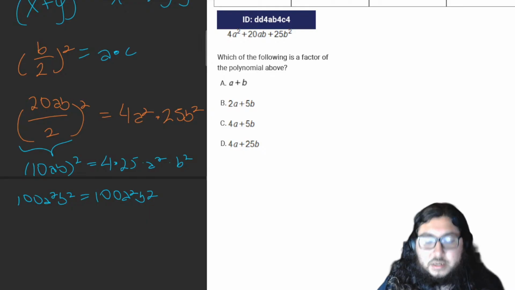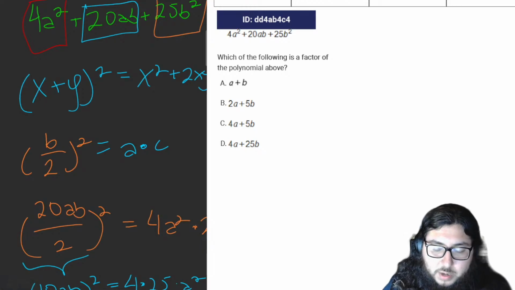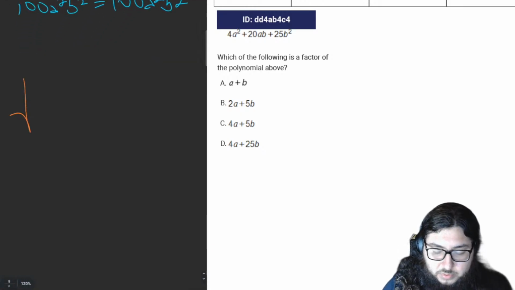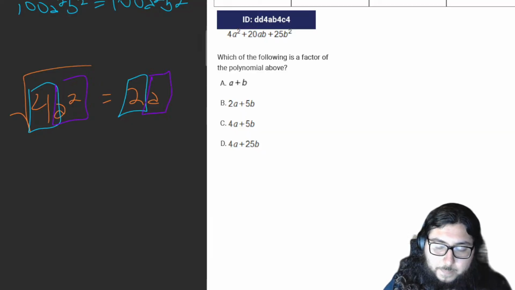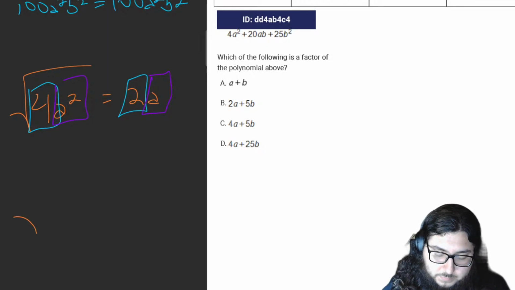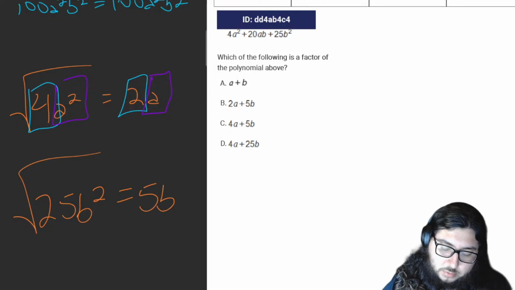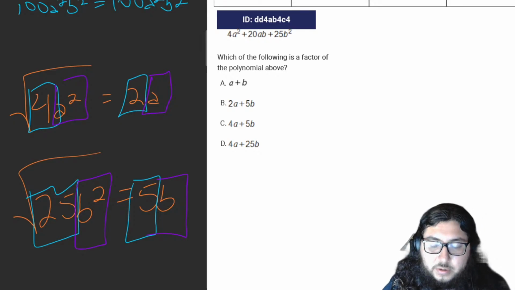So this is in fact a square binomial, which means we can write it in this form, x plus y squared. But how do we find x and y? Pretty easy, just take the square root of a and the square root of c. So the square root of 4a squared is just 2a, because the square root of 4 is 2, and the square root of a squared, well, those are opposite operations. They cancel each other out. So we have just a. And similarly, the square root of 25b squared is just 5b, because the square root of 25 is 5, and the square root of b squared is b, because those operations cancel each other out.